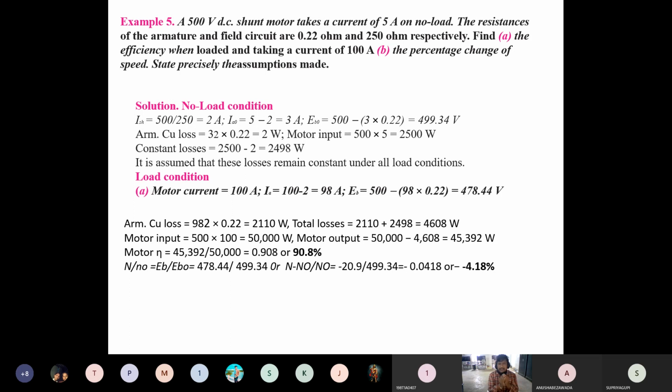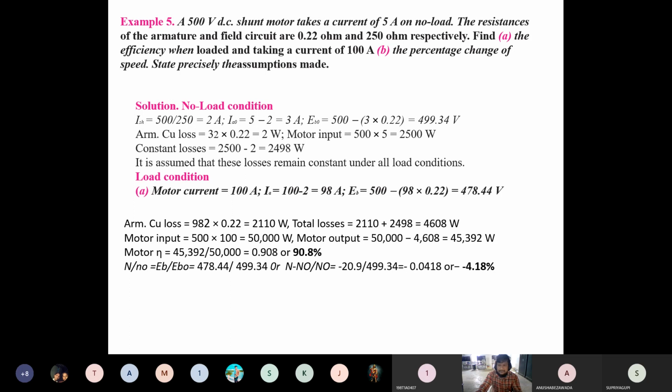So this is the efficiency and loaded current. This problem is completely related to the Swinburne test. First we have to find out the no load armature current Ia naught, that is 5 minus 2, 3 amperes, that is Eb naught, then armature copper losses, then constant losses. So no load condition is used only to determine the constant losses. Constant losses are always the same, whether it is no load condition or loaded condition. Now for loaded condition, you have to find out the copper losses again.